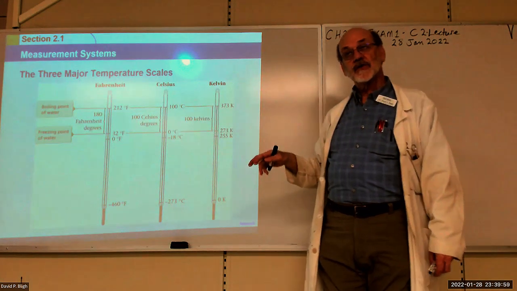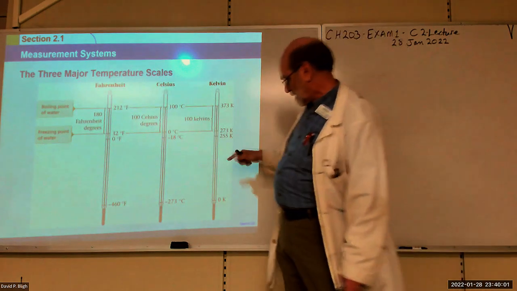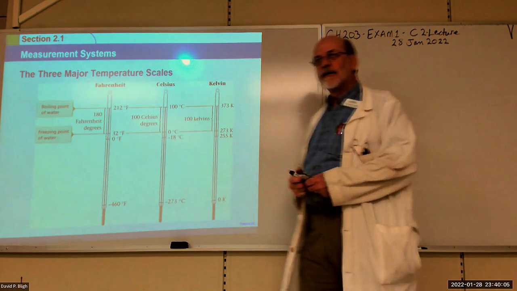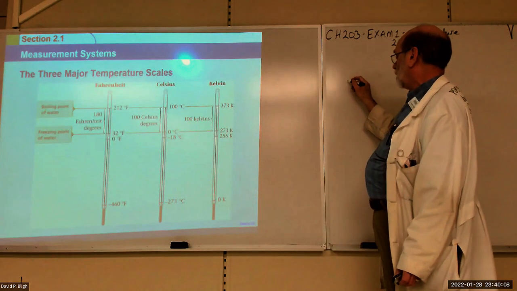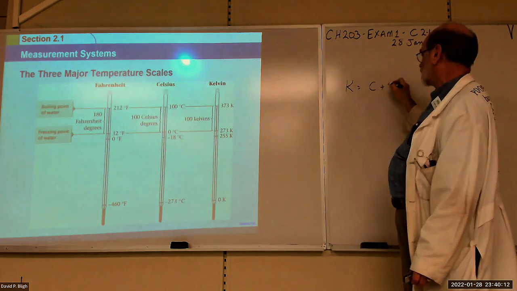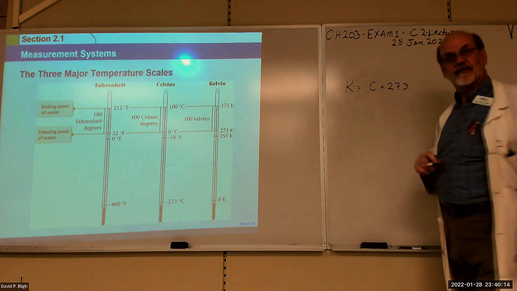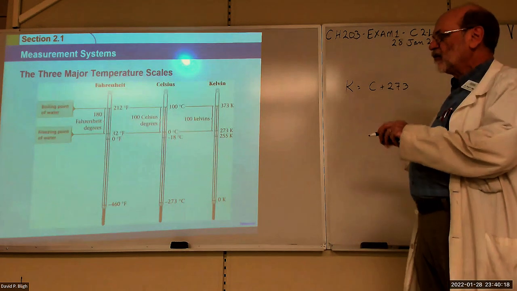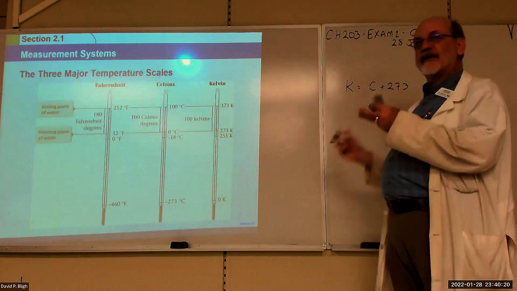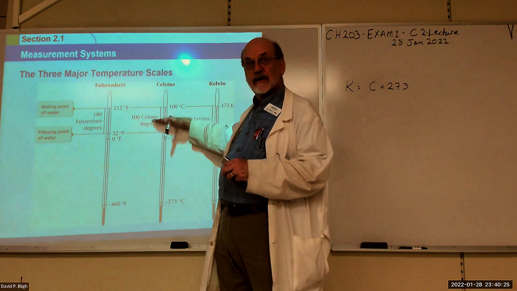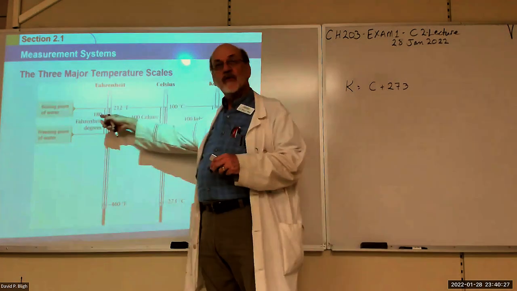But they're the same size units as Celsius. So all you have to do if you convert, right, 273 Kelvin is 0 degrees Celsius. So if you want to convert, Kelvin is equal to Celsius plus 273. Okay. It's a little more complicated for the conversion of Fahrenheit to Celsius because not only is the 0 point shifted, but the size of the unit is shifted.